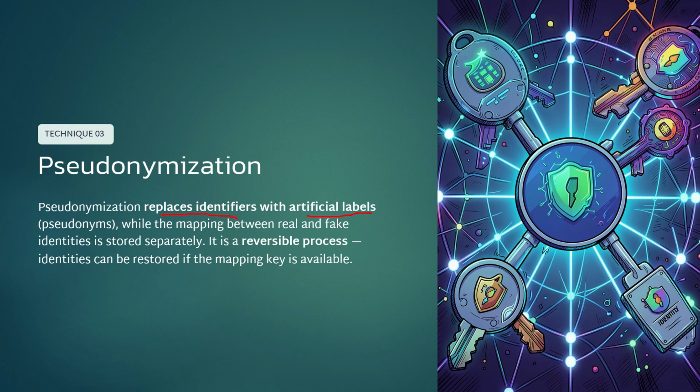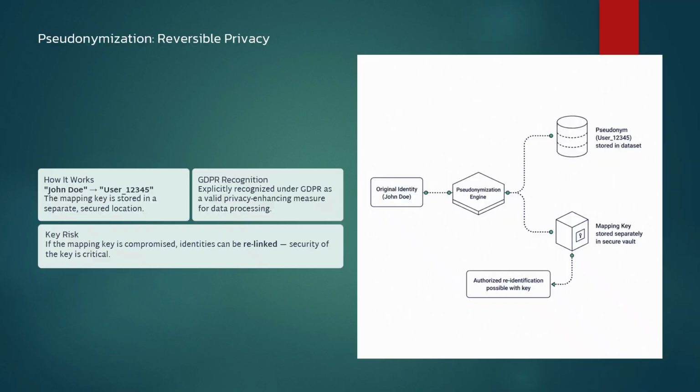So while mapping between real and fake identities that are stored separately, I will show how it is done. And that is a reversible process. You change the name here with some artificial label, but then you can relink back if required. In that case, you can map it back, and that is called pseudonymization. Let me show you how.